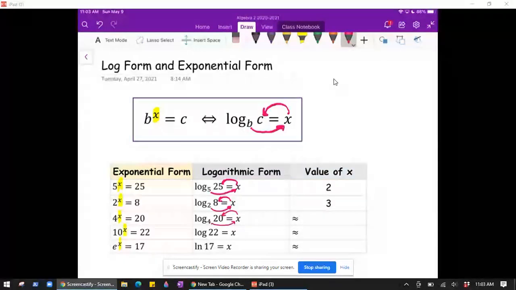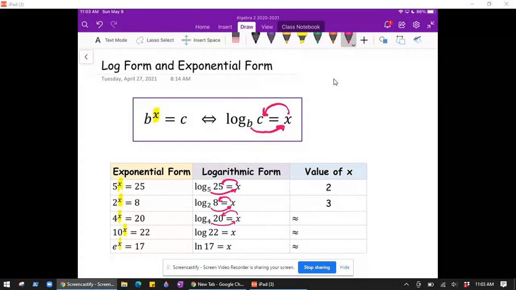10 to the x equals 22. Again, remember by convention, the base of a log that has no number below is 10. So this really does mean 10 to the x equals 22. And then, of course, ln is what we write when our base is e. So you can write it in if you want. e to the x equals 17.